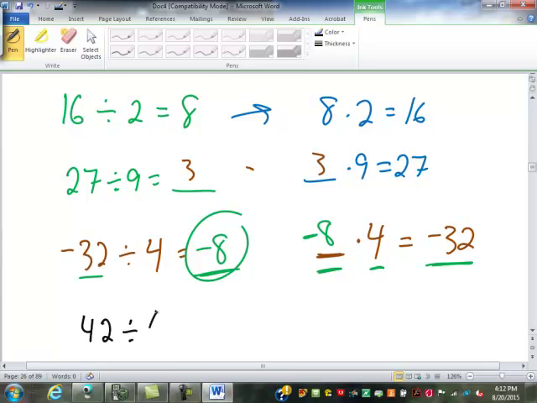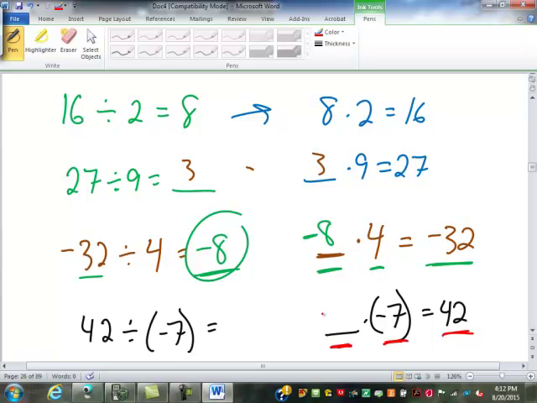42 divided by a negative 7, well, same thing. This is blank times a negative 7 equals 42. Well, if this is negative, this one must also be negative, because a negative times a negative gives us a positive. And of course, it'll be a negative 6. 42 divided by 7 is 6.